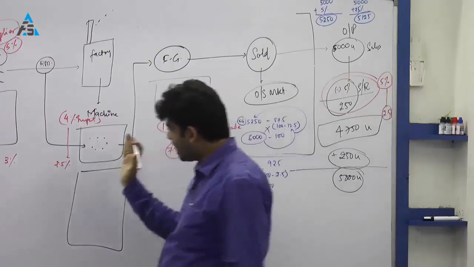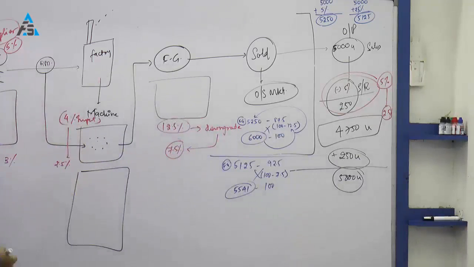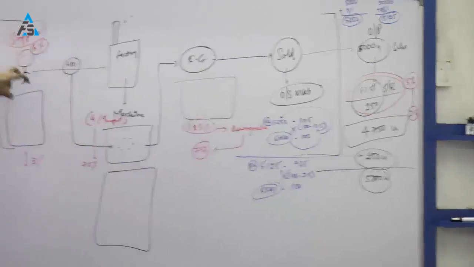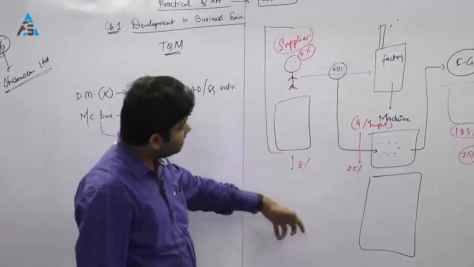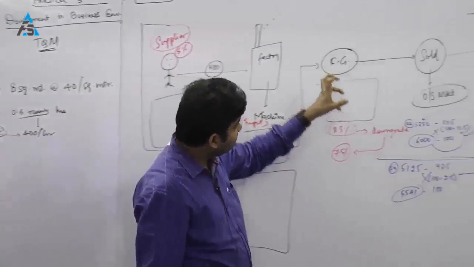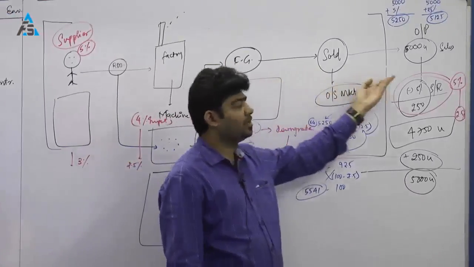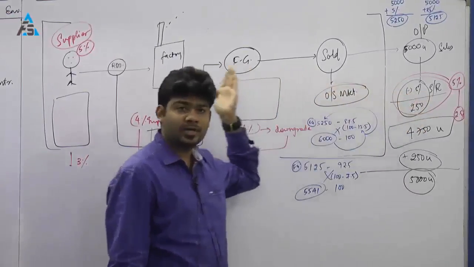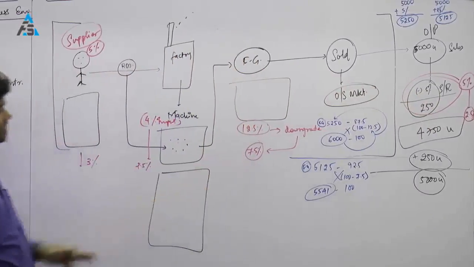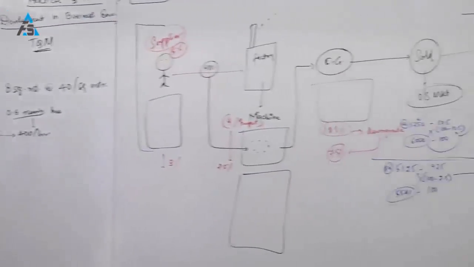We will come backwards again. So practically what is going to happen? Practically first you will get the goods from the supplier. Then you will input it in the machine. Then finished goods will come out. Then it will be sold in the outside market. Practically this is what happens. Theoretically we will have to work backwards.